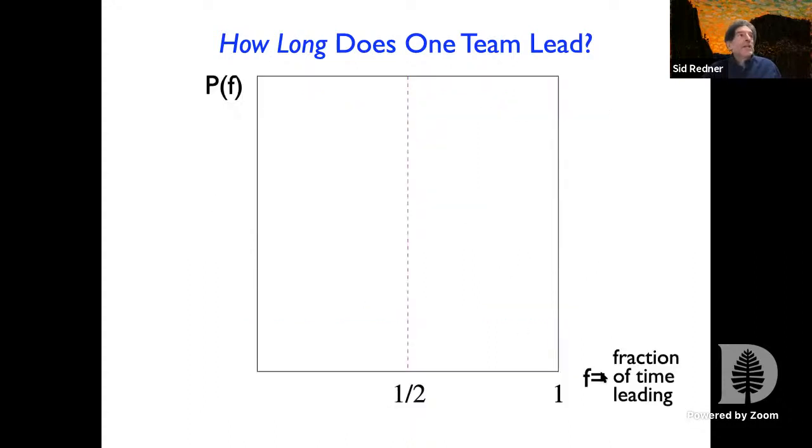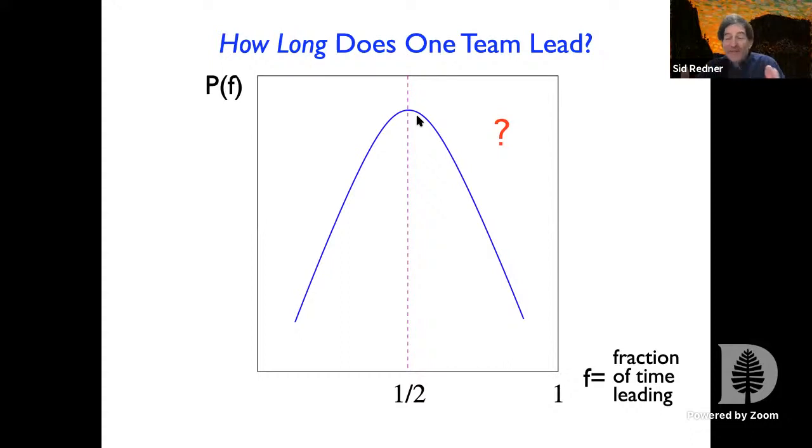If I look at the probability distribution of the fraction of time that one team is in the lead, the fraction goes between 0 and 1, and clearly this function should be symmetrical about 1/2. It seems very natural that most of the time the teams are leading half the time in any given basketball game.